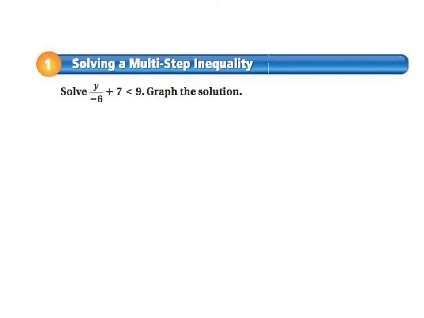Okay, so let's try this one together. Here we have y divided by -6 plus 7 is less than 9. So I see addition, and I know that the inverse operation is subtraction. So I'm going to subtract 7 from both sides, and I have y divided by -6 is less than 2.